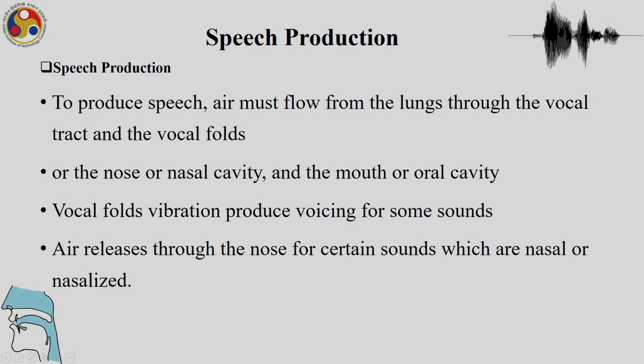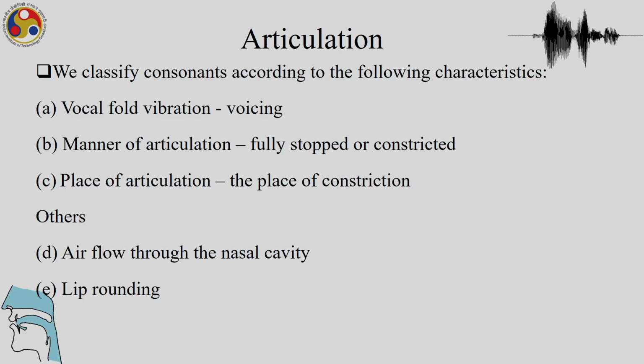Now, coming back to speech production. To produce speech, as we have already discussed, air must flow out from the lungs through the vocal tract and the vocal folds. It could also come out through the nasal cavity, the mouth or the oral cavity. Then the vocal folds will vibrate for the production of some voiced sounds, and air also releases through the nose for certain sounds which are nasal or nasalized.